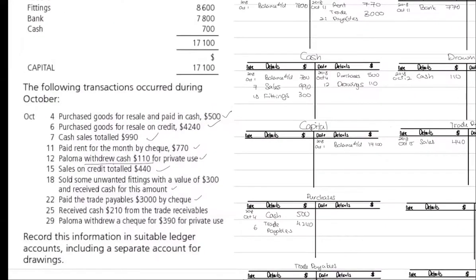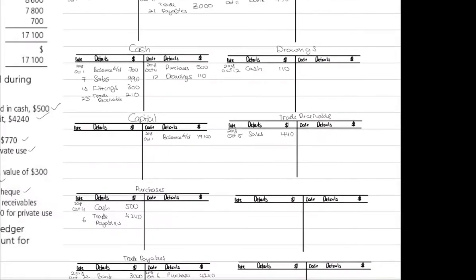Next, received cash 210 from trade receivable. So cash you receive, write it on the debit side. Where do you get it from? From trade receivable. So naturally, you will have to just write on the other side of the trade receivable account on October 25th. Go to your trade receivable, October 25th, 2018. They paid you by cash, 210.